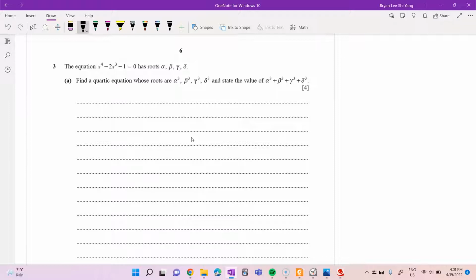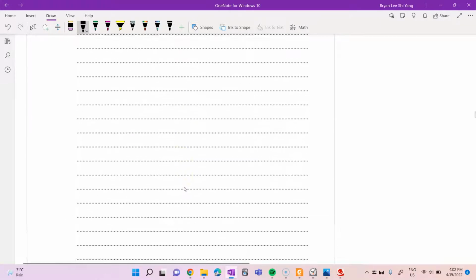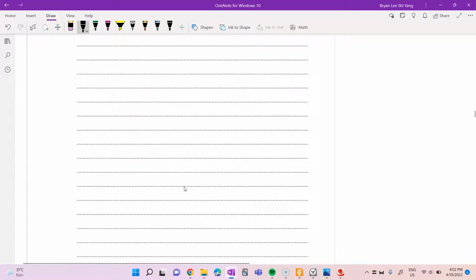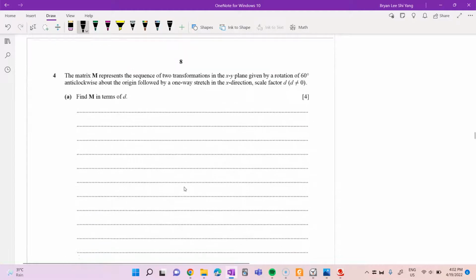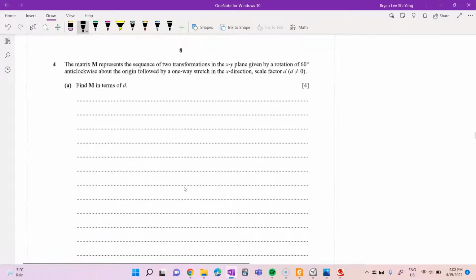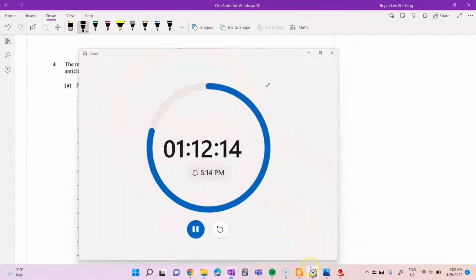Okay. So what we want to do is we could say, whose roots are alpha cubed, beta cubed, gamma cubed, and delta cubed. I think I'm not really confident with this question. Would it be okay if I skip it first and then I come back later on? So, okay. I'll do question 4 first, but do remind me as I'll come back later on. Oh my god, I don't think I have enough time.